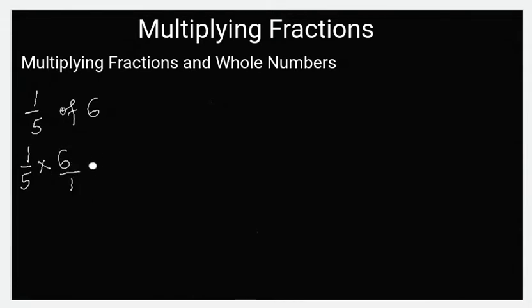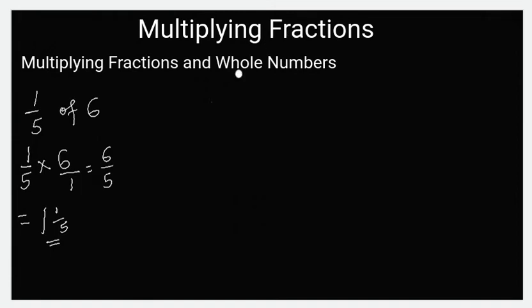So what's 1 times 6? That's 6. And 5 times 1, 5. So you want to change this to a mixed number, because this is an improper fraction. How many sets of 5 can you find in 6? 1. What's left? That would be 6 minus 5. You have 1 over 5. So that's how to multiply fractions straight away.